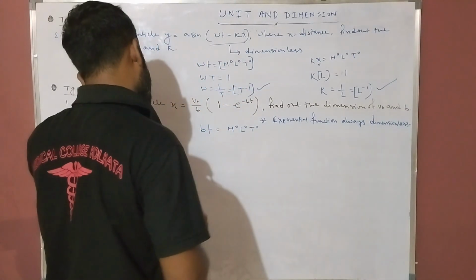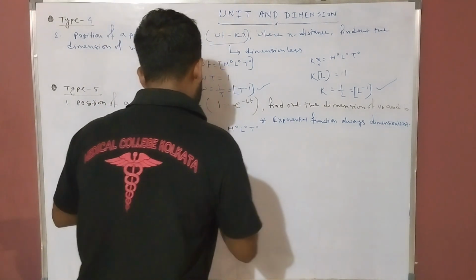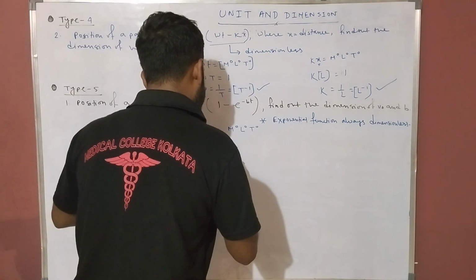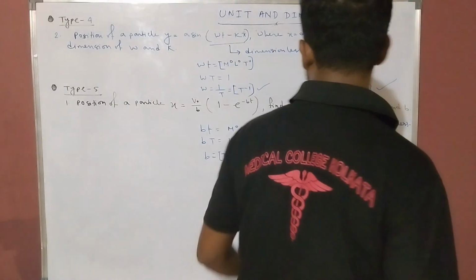So we can say bt has no dimension, means m to the power 0, l to the power 0, t to the power 0. This t is time t, this is 1, so b is equal to 1 by t, means t to the power minus 1. This is the dimension of b.